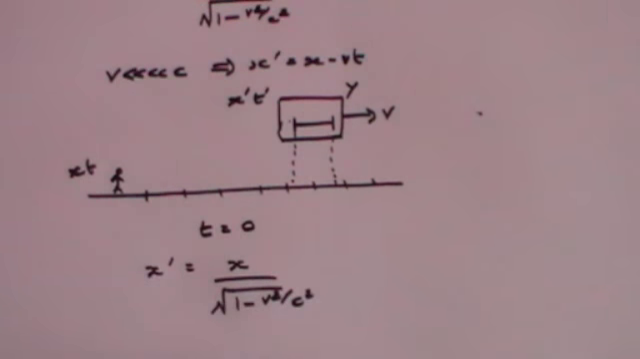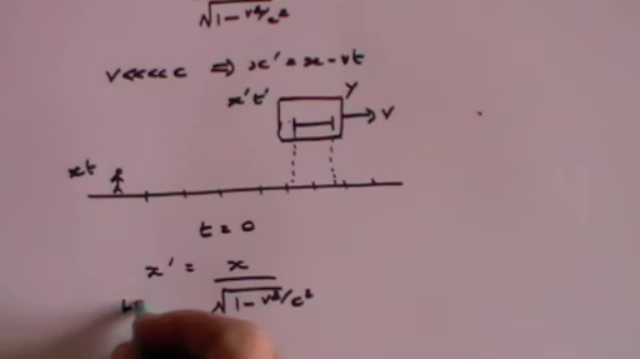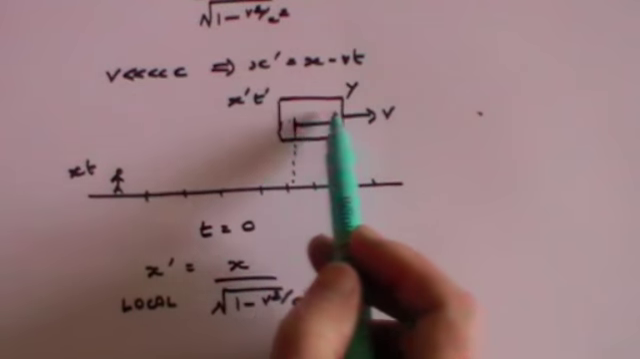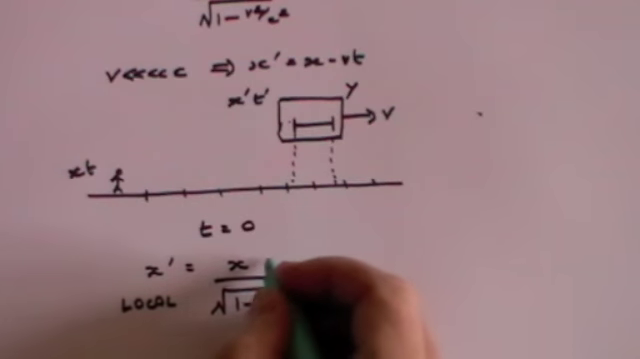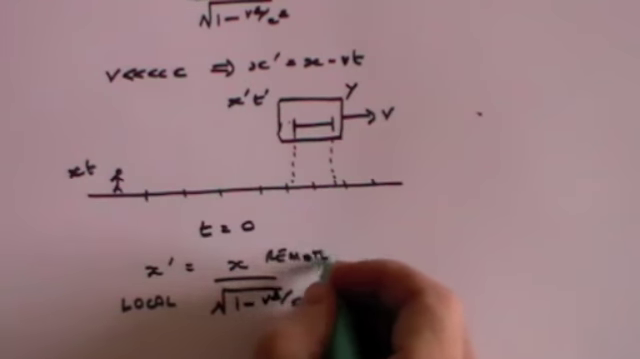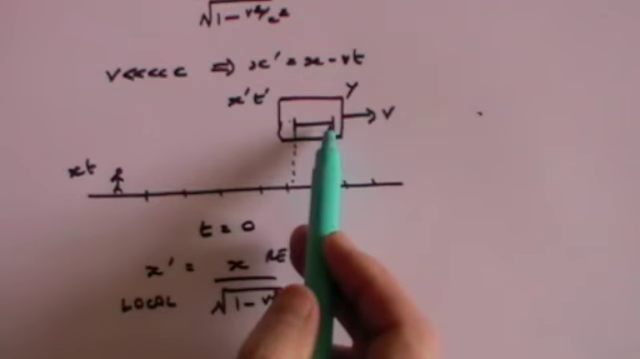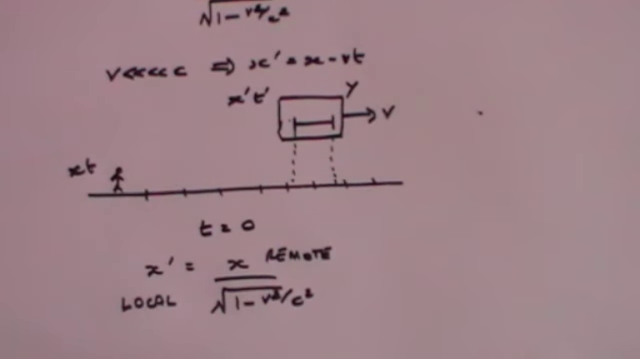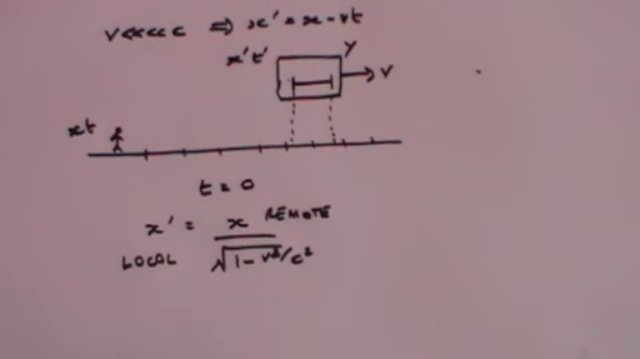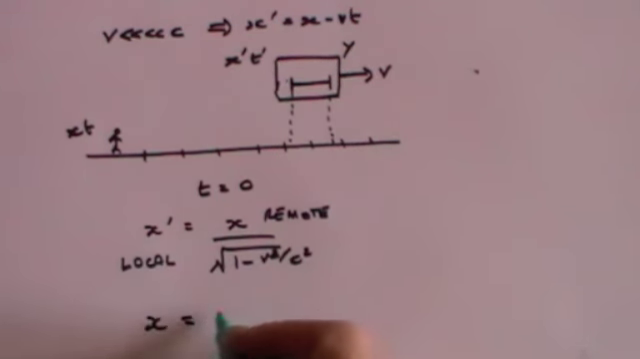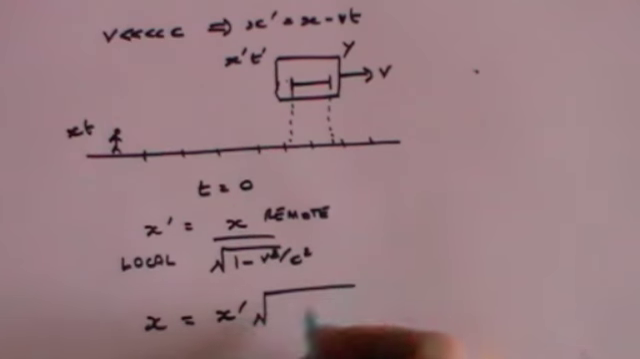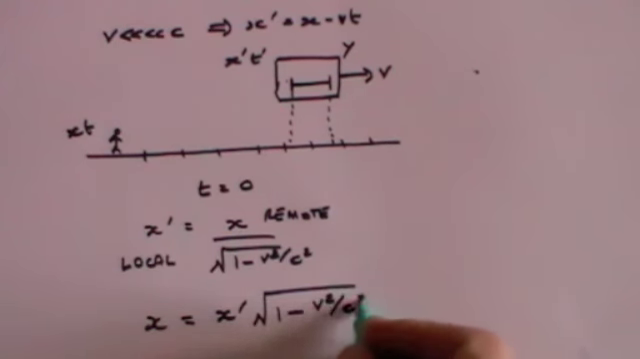Now remember, x prime is the local measure. That's what you are measuring in your world. X is remote. That is to say, I am measuring the distance remotely. So always remember, x prime is the local measure, x is the remote measure. So we can rearrange this formula here to say that x is equal to x prime times the square root of 1 minus v squared over c squared.